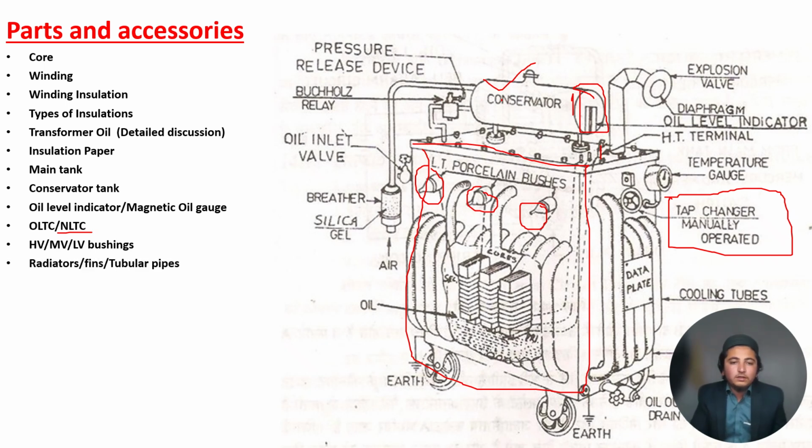The next one is the radiator and fin tubular pipes. These are the tubular pipes. These are the tubular pipes in the transformer for the circulation of oil. These all are used for the purpose of circulation of oil.